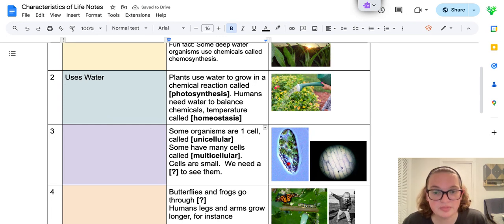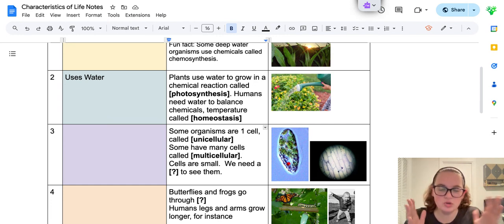Cells are very small most of the time. I mean, eggs are cells, and technically an ostrich egg is a cell, and that's quite large, but most of the time when we're talking about cells, we're talking about things that are microscopic. So that means we need a microscope to see them.